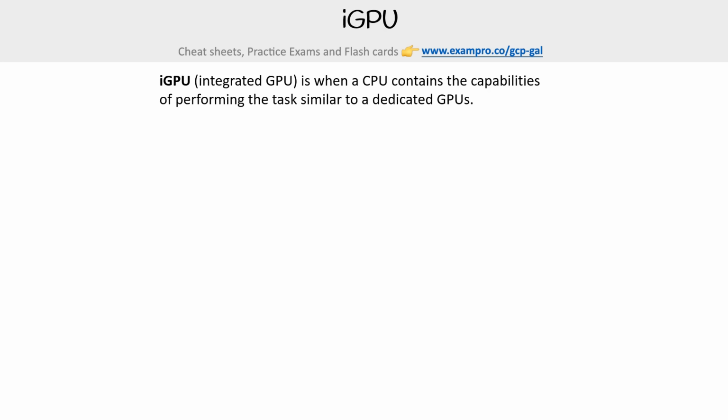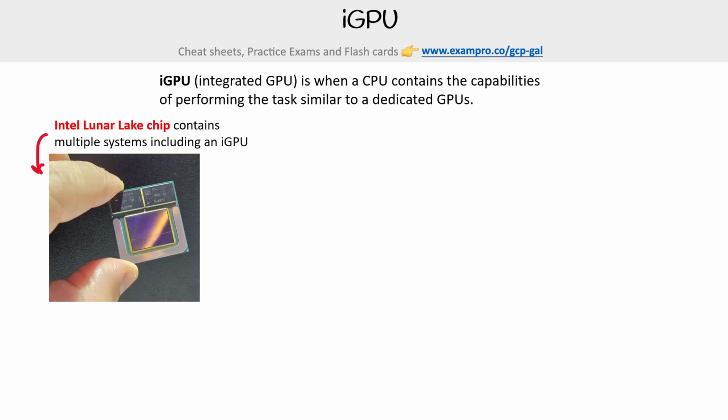Let's talk about iGPUs, which stands for Integrated Graphics Processing Units. This is when a CPU contains capabilities of performing tasks similar to a dedicated GPU. An example might be the Intel Lunar Lake chip, which contains multiple systems, including an iGPU. So here is a picture of the actual chip itself. Sometimes I like to say CPU for chip, but a chip can contain many systems. Obviously, it is a computing processing unit with other processing units within it.